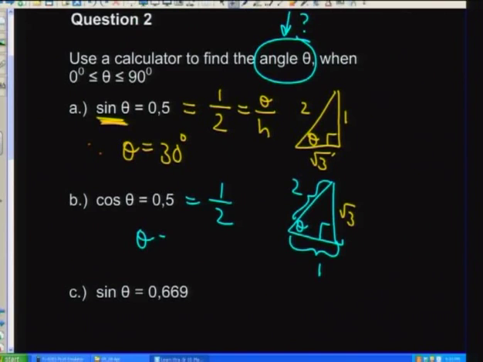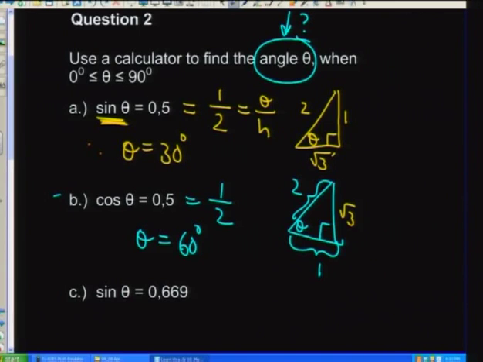So our angle is 60 degrees. From your trig ratio to your angle, there's no calculation, because you go straight into your calculator with the ratio, and you get the angle straight away from it.